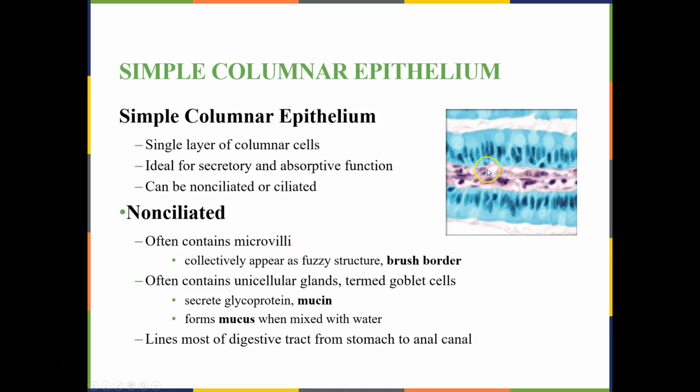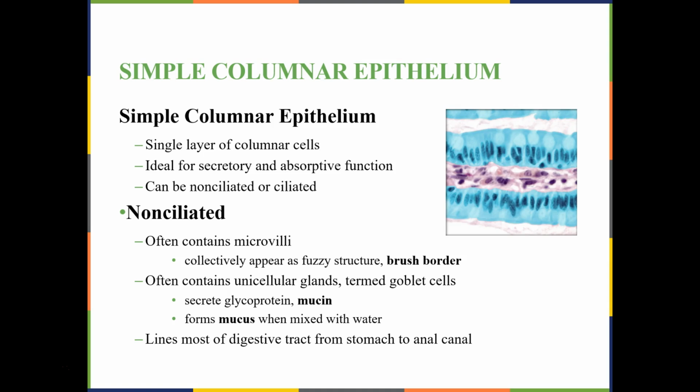Here's simple columnar epithelium. Simple columnar epithelium can be ciliated or non-ciliated. If it's non-ciliated, it typically has microvilli, so that's where you're going to find a border that increases surface area for absorption. So one of the major functions is secretion and absorption of the materials. If it's ciliated, it functions typically in secretion, absorption, and then movement of the materials along the walls.